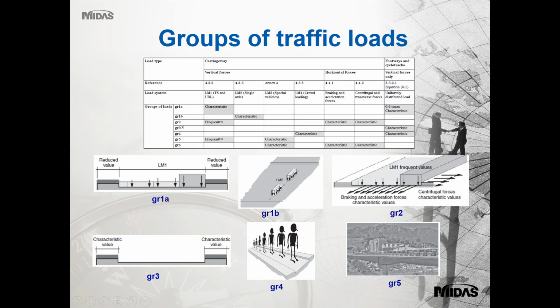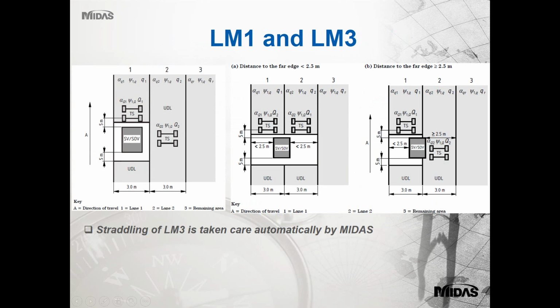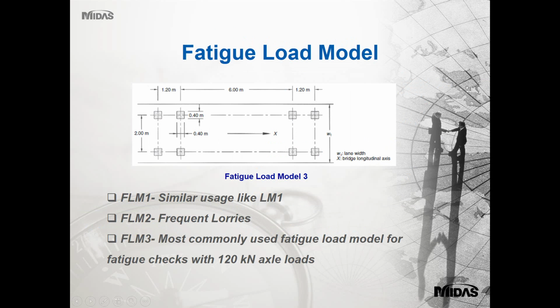Okay, now the special vehicle and load model 1 is placed in such a way that we maintain a distance of 5 meters between the axle of load model 1 and the axle of load model 3. This particular placement is again taken care of by the influence line analysis of the software, and it actually gives you the position of the vehicles corresponding to these diagrams.